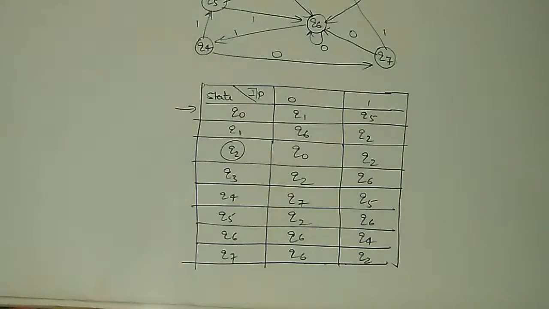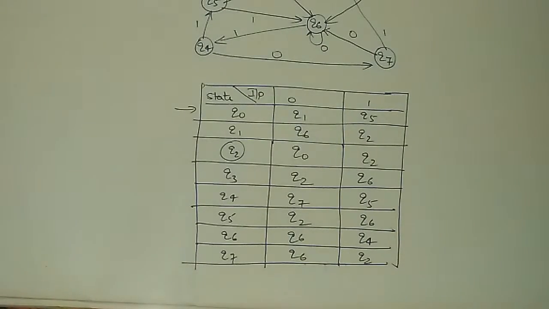From the given deterministic finite automata, we construct a transition table. The inputs are 0 and 1. We have 8 states, Q0 to Q7. Out of these, we encircle Q2 because Q2 is my final state. So we'll make this into 2 sets. We call it phi 0, the 0th partition. Q2 is your final state, so Q2 is one set, and Q0, Q1, Q3, Q4, Q5, Q6, Q7 is another set.